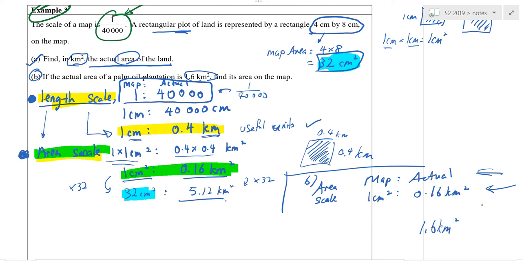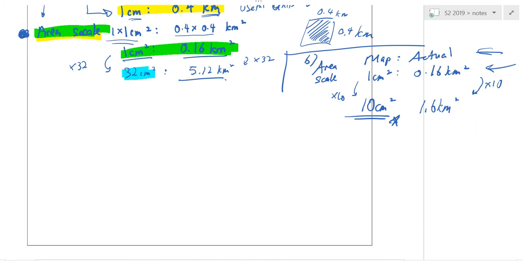Is it easy to multiply a number to get 1.6? Which means 0.16 times what number will give you 1.6? 10. So you multiply by 10. So same thing here, I also multiply by 10. So this is 10 cm square. And this is my answer. Am I correct? Just like that. Easy or not?